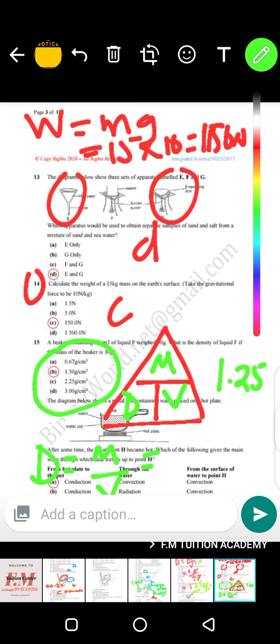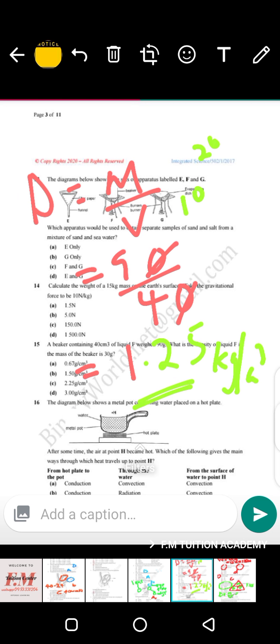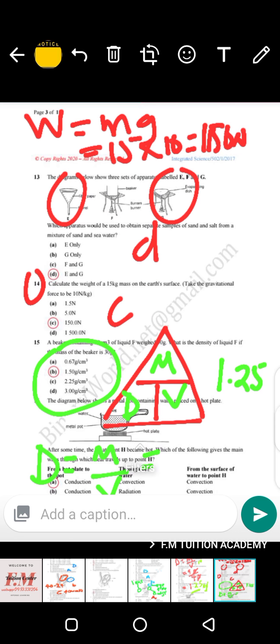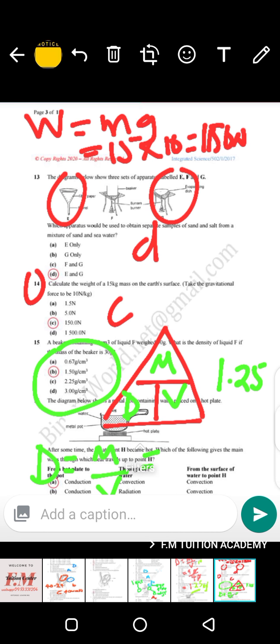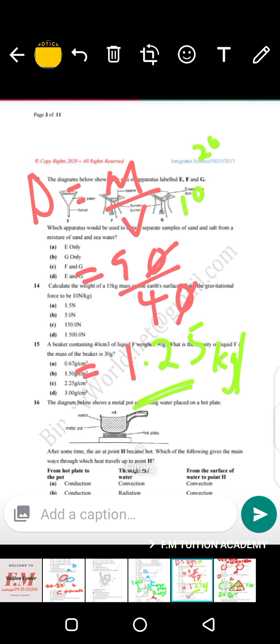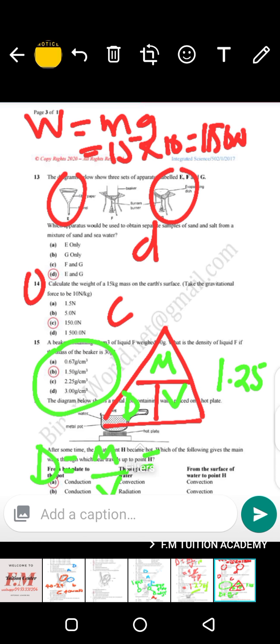And then lastly, question 16. We're looking at the last question now. I'll wrap this up. So you follow these calculations, the ones I was showing you. Density is equal to mass over volume. You came with the density formula, and when you calculate this, it will give you 1.25. What about the last question? Let me remove this.